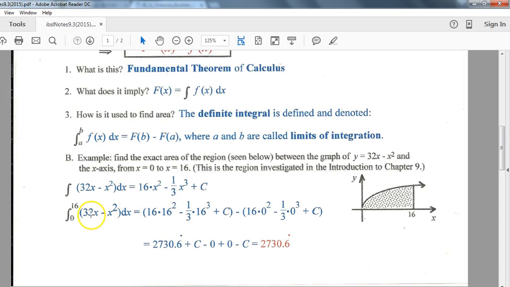Generally speaking, we are going to integrate this function. Once we get the integral, we're going to plug in a 16, we're going to plug in a 0, and we're going to subtract those two answers. So we're always doing this minus this when we get to our integral portion.